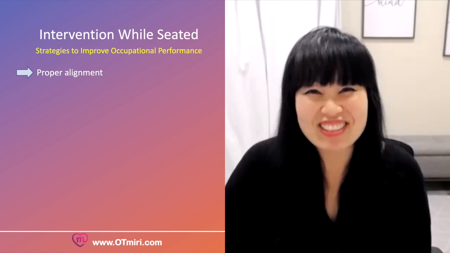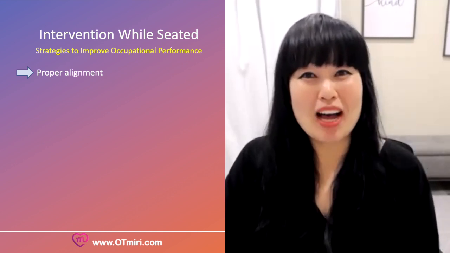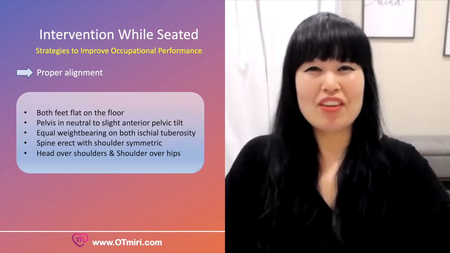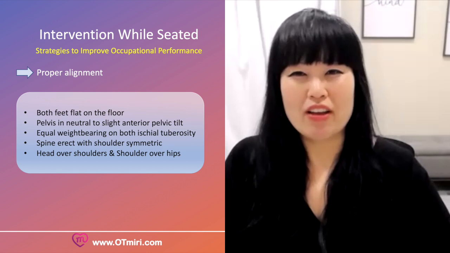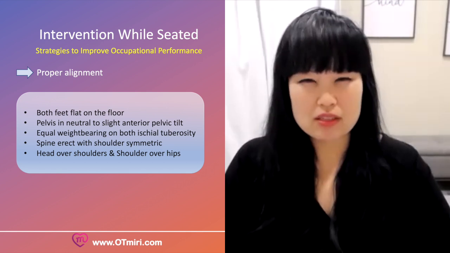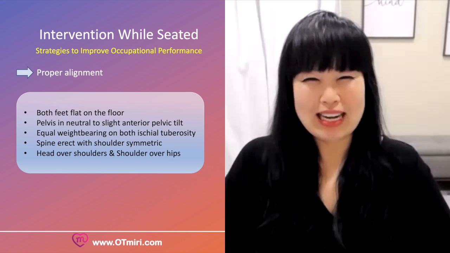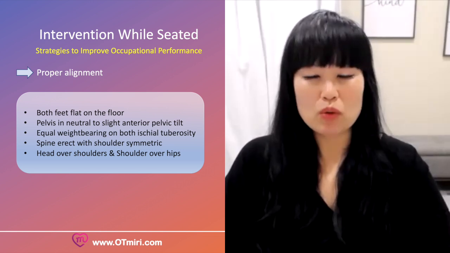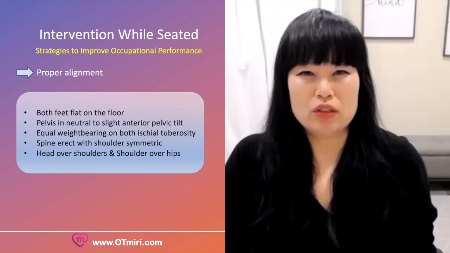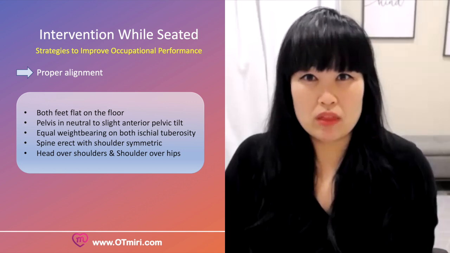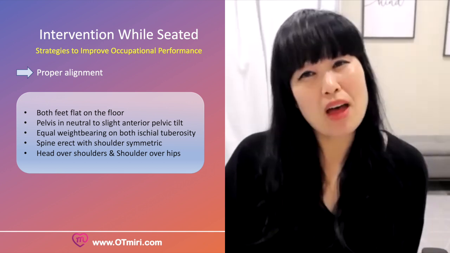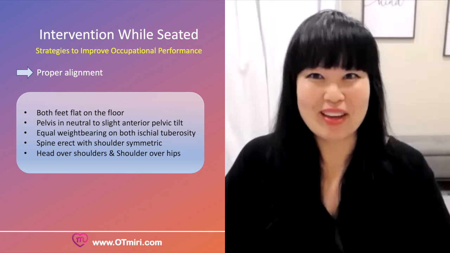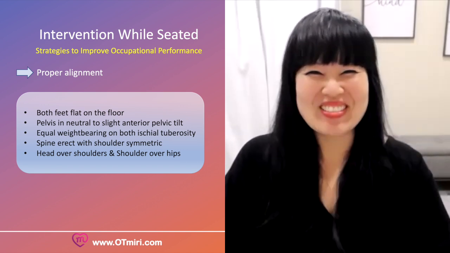Can we do this together? Let's actually get a feel for what this posture feels like. So first, we're gonna get both of our feet on the floor with them weight bearing on the floor. Now, move your pelvis in neutral to slight anterior pelvic tilt. And we're going to make sure that there's equal weight bearing on both ischial tuberosities. And these are your sit bones at the bottom of the pelvis. It's colloquially known as the sit bones because you literally sit on them. So get equal weight bearing on those sit bones.